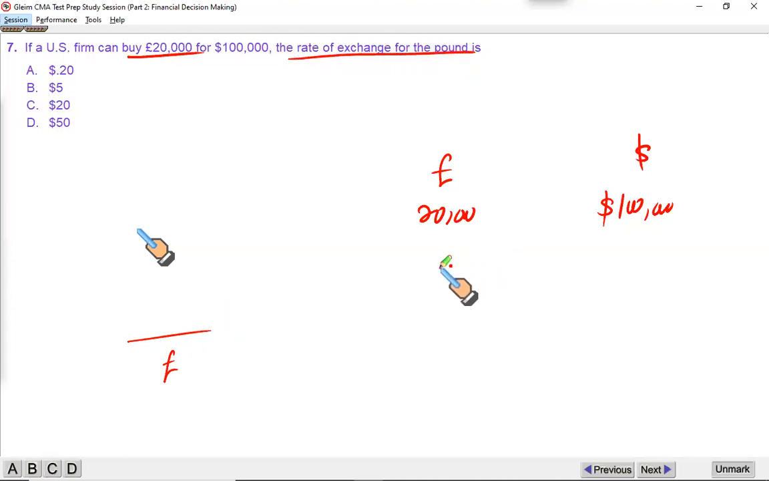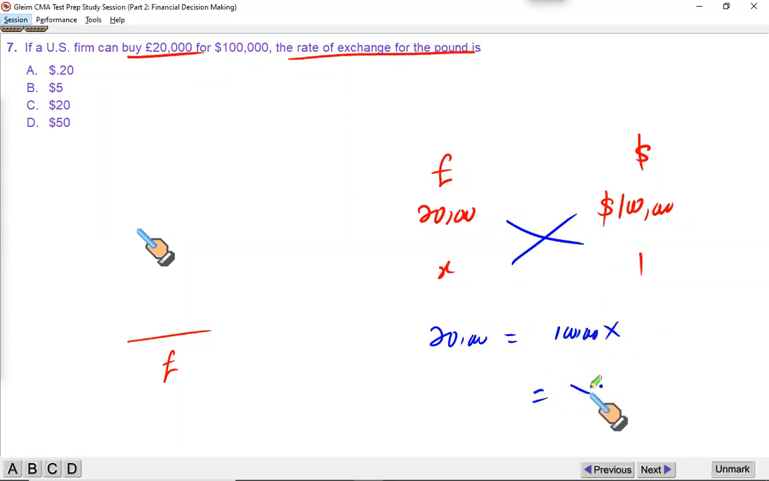If I take this X and this 1, please focus on what I'm going to do. Make a cross. It's going to be 20,000 is equal to 100,000 X. This will give me, and remember this is representing pounds and this side is in dollars. If you simplify, it will be 20 by 100, that's going to be 0.2. So pound 0.2 per dollar. Do we get anything like that? We get $0.2 per pound.